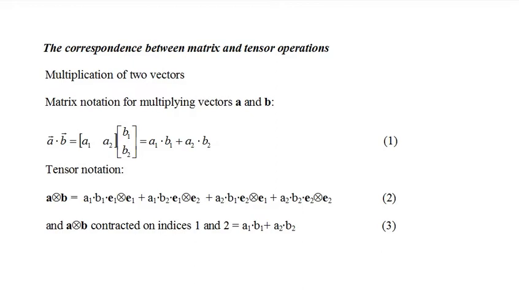Line 1 shows the matrix notation for the calculation of the dot product of two vectors A and B. Line 2 shows the tensor cross product of A and B. Line 3 shows the cross product of A and B contracted on indices 1 and 2, giving the dot product of the two vectors.